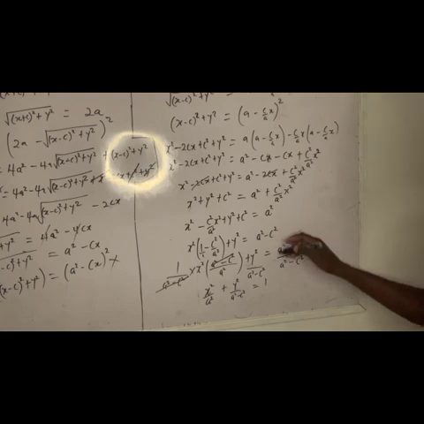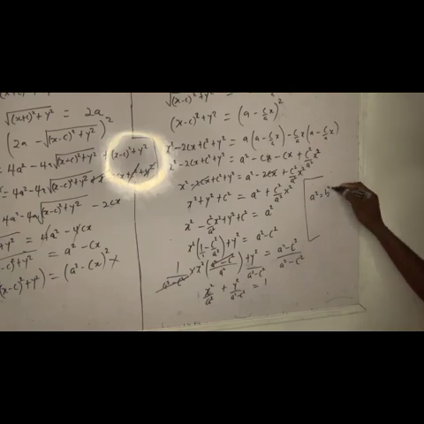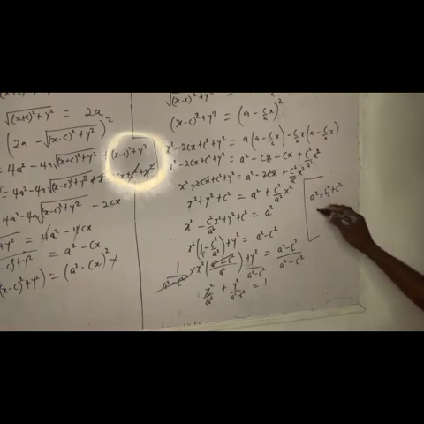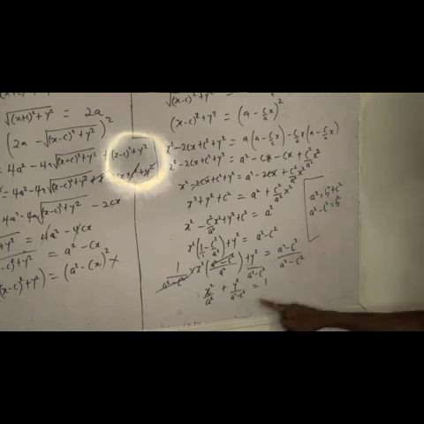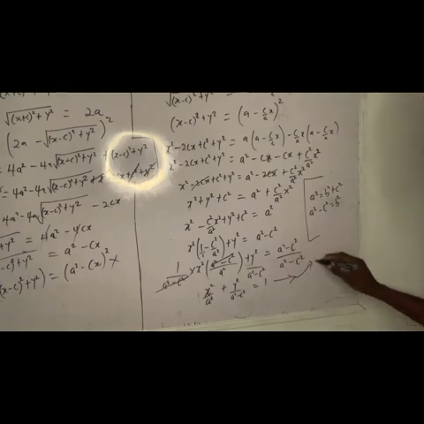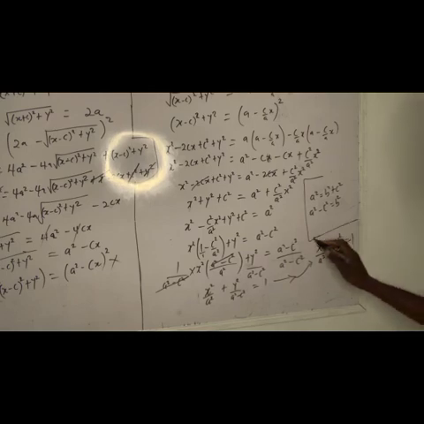Then don't forget, take note from what we have here: a squared equals b squared plus c squared, which means a squared minus c squared should be b squared. So we just have to change this here to b squared. So the equation of the ellipse we have been looking for is x squared over a squared plus y squared over b squared all equals 1. So that is the equation of the ellipse.